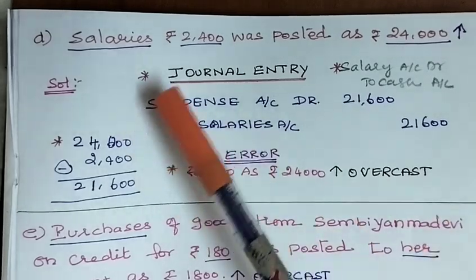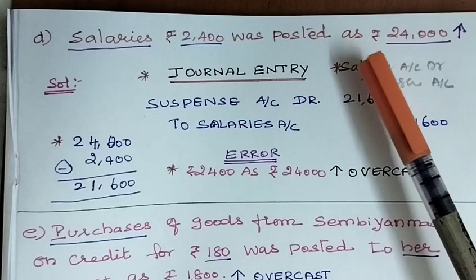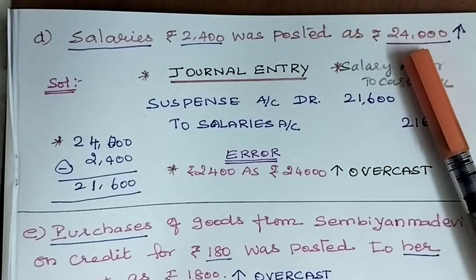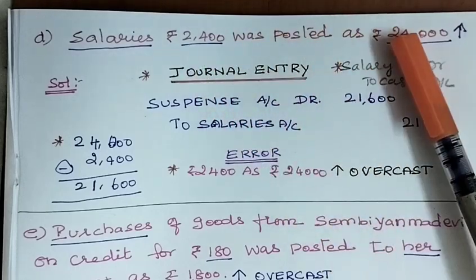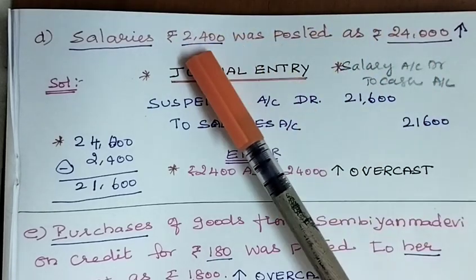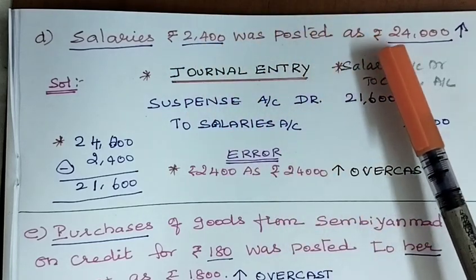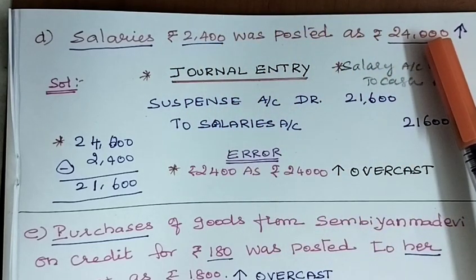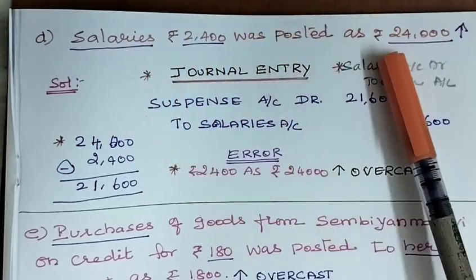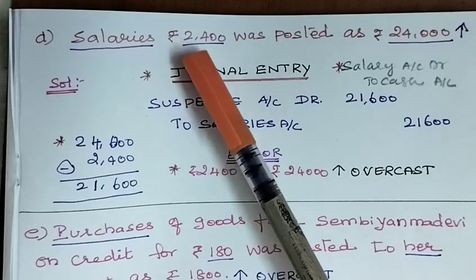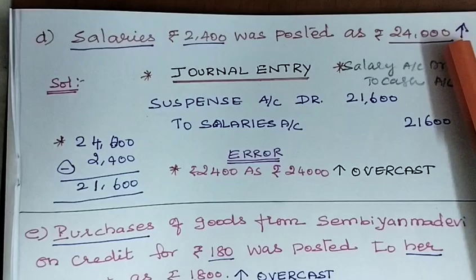The next transaction is salaries rupees 2400 was posted as 24,000. Okay. You can identify where the error is. The amount is the error. Instead of 2400, they posted 24,000 on the salary account. Right? So this is the overcast.